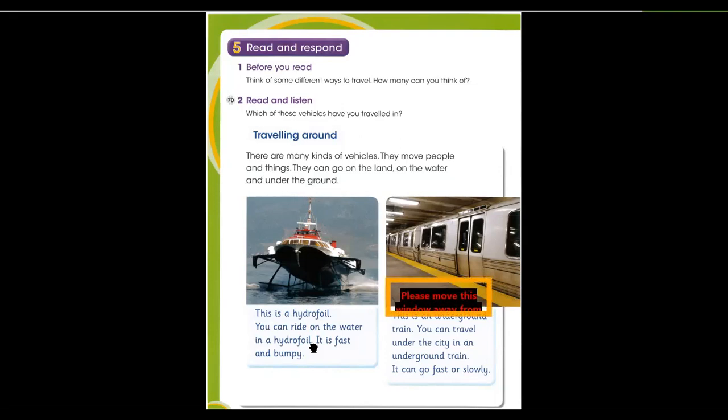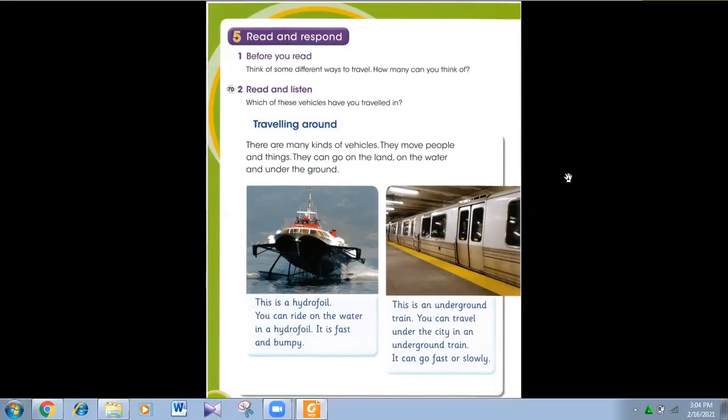So we have studied two vehicles here. One is called hydrofoil and the other one is underground train. So hydrofoil is a water vehicle. It moves on water, whereas the underground train moves underground the land. With the hydrofoil, we can move from city to city or within the city as well. With underground train, we can move within the city.